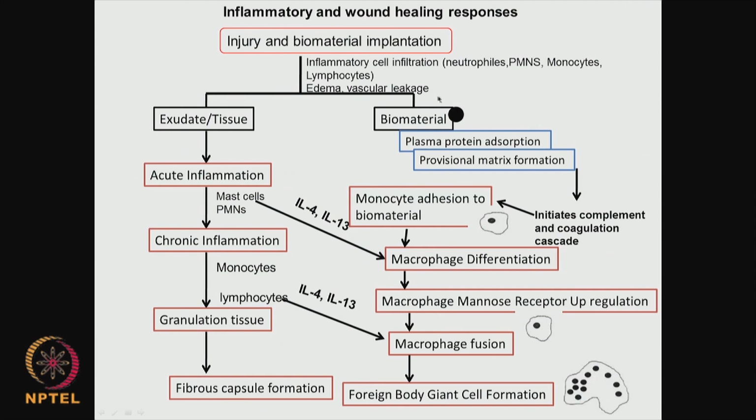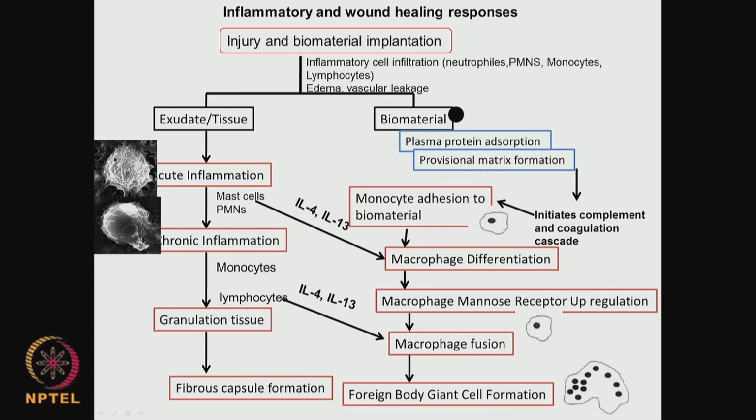So, the biomaterial is placed inside. There is a plasma protein adsorption, then we have a provisional matrix formation and monocyte addition to the biomaterial, where you have the complement and coagulation, which we talked about in detail. Then we have the macrophage differentiation, and macrophages play a very important role in forming a lot of foreign body giant cells and trying to engulf or encapsulate the biomaterial. So, they are all interrelated, as you can see here. We have the acute inflammation, chronic inflammation, then the tissues are formed and your biomaterial gets a complete fibrous capsule formation. Both things happen simultaneously during the inflammation and healing process.